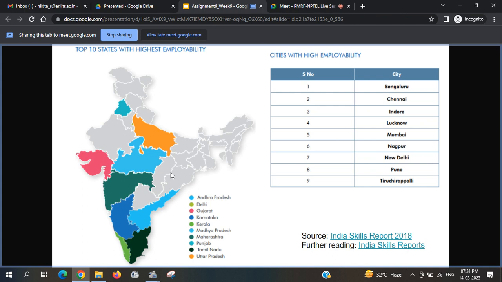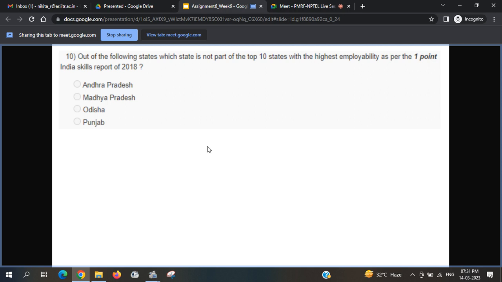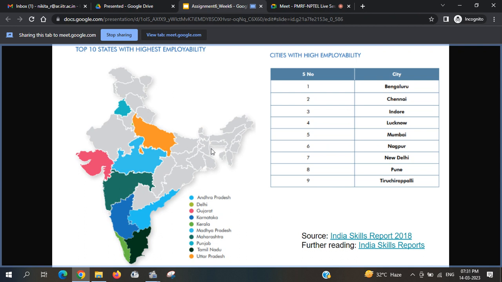So you can see from this graphic that Odisha is not one of the states which is top 10 in the highest employability as per the India Skills Report. This report also gives top 10 cities of the highest employability, which I just mentioned. So this includes Bengaluru, Chennai, Indore, Lucknow, Mumbai, Nagpur, New Delhi, Pune, and Tiruchirappalli.